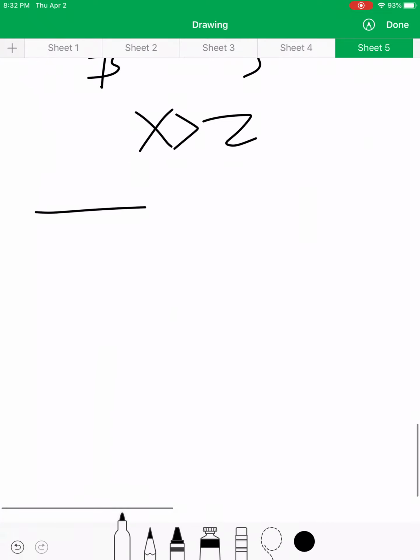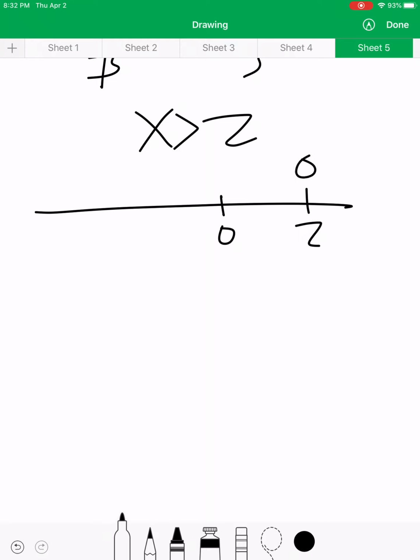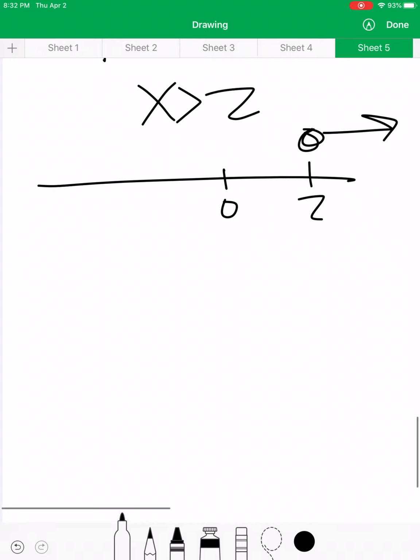When you go to graph, I'm interested in 0 and the solution. Make sure you put your positive numbers on the correct side of 0. X is greater than 2. There is no dash, so it's an open circle. Open circles when there's no dash. X is greater than 2, so numbers that are greater than 2 are to the right on the number line.